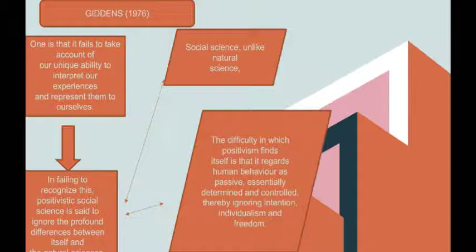Giddens. One is that it fails to take account of our unique ability to interpret our experience and represent it to ourselves. In failing to recognize this, positivist social science is said to ignore the profound differences between itself and natural science. The difficulty in which positivism finds itself is that it regards human behavior as passive, essentially determined and controlled, thereby ignoring intention, individualism, and freedom.